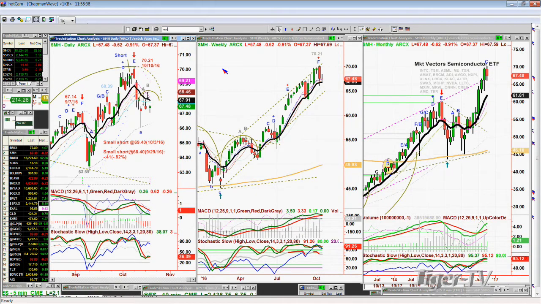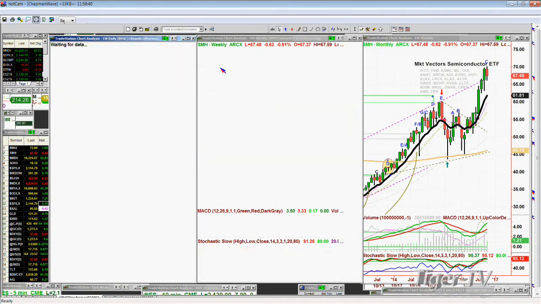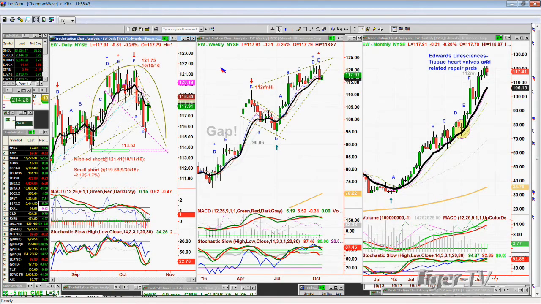There's another stock. I don't even know how it's doing today. I'm going to show it to you. EW, Edwards Life Sciences, one of the most fantastic tissue heart valves. And we shorted it off the top. And it's pulled back very sharply. Is this going to be a more serious pullback? I don't know. We can just use our methodology. So that's what I'll be discussing in the webinar coming up in about two weeks.